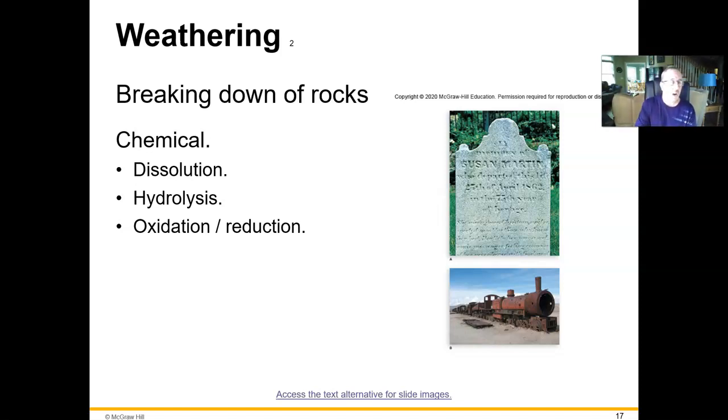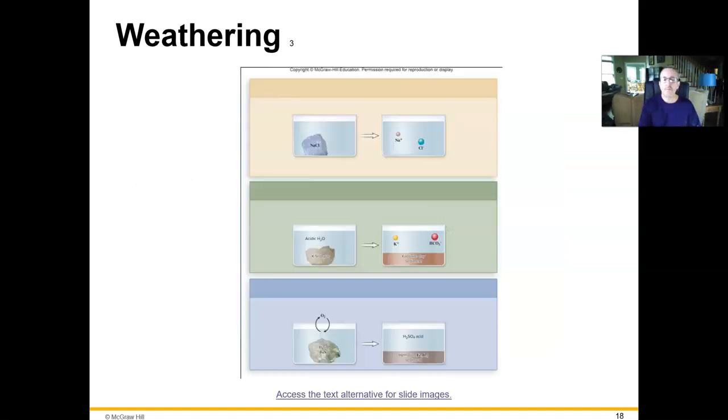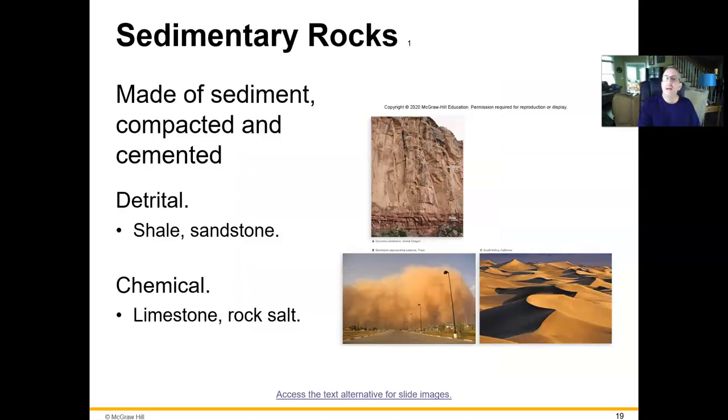It's chemically dissolving that limestone because it's slightly acidic, and it carves out those caves and those sinkholes and those vertical shafts. And we're going to be talking a lot more about that as the semester goes on. I'm skipping over this slide.